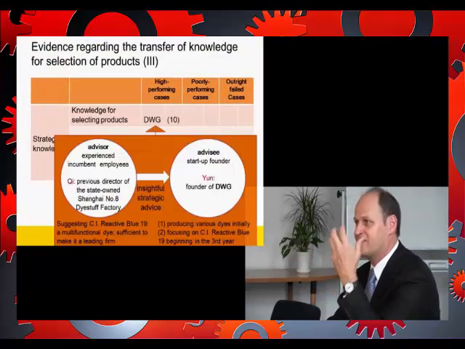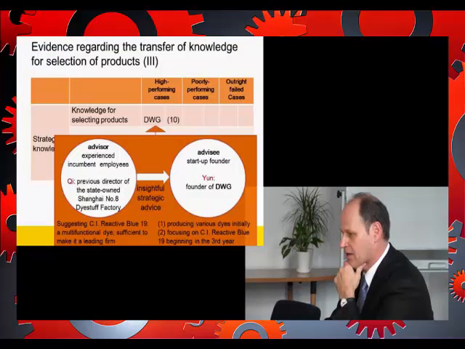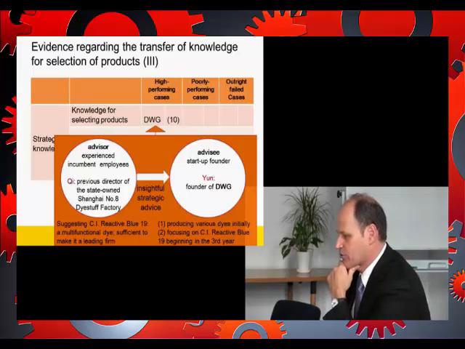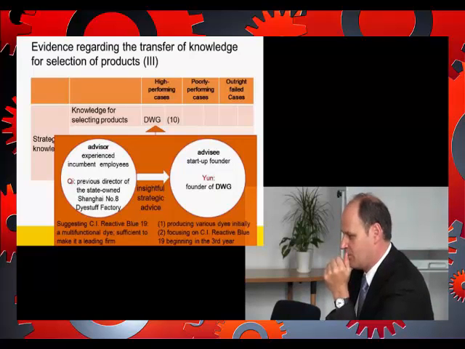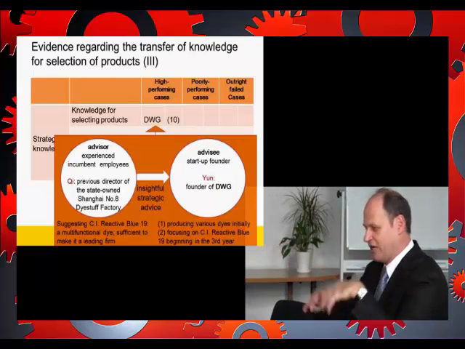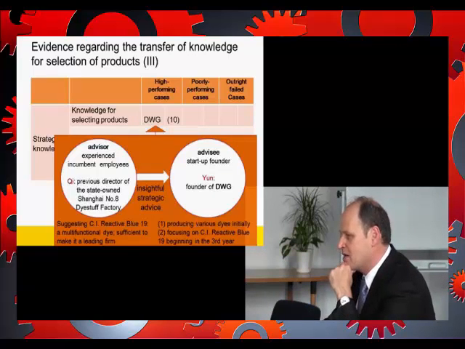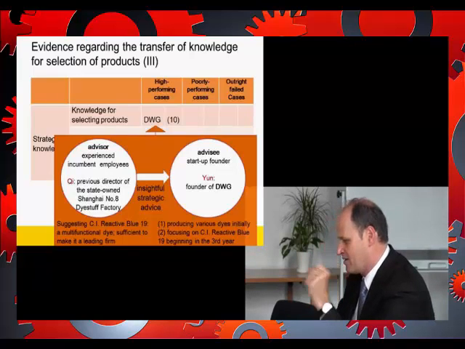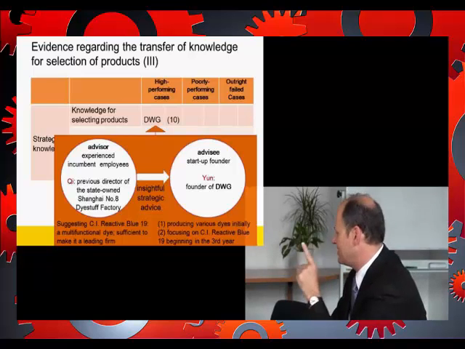So let me give you an example of what kind of knowledge transfer we are talking about. Here the advisor is an experienced incumbent employee, Mr. He, previous director of the state-owned Shanghai No. 8 dye stuff factory. And the advisee is Mr. Hyun, the founder of DWG Dye Company. Initially, DWG is producing all sorts of dyes. They're just trying to imitate everyone. And then they focus, in the beginning of the 3rd year, on one dye, CI reactive blue number 19.